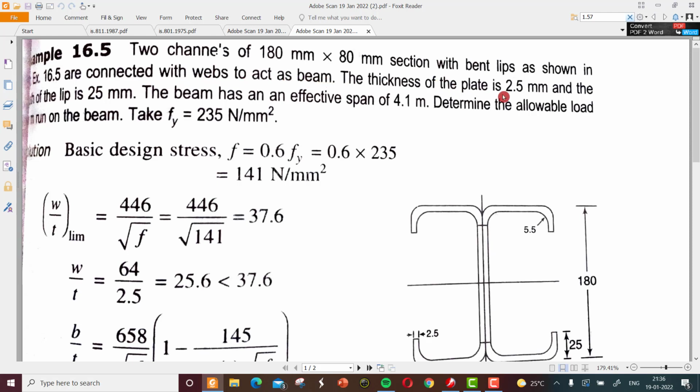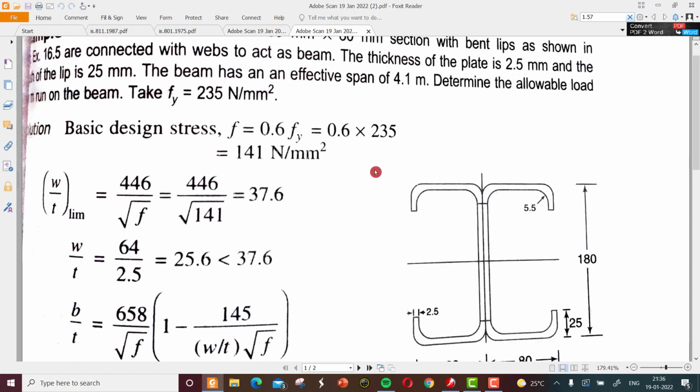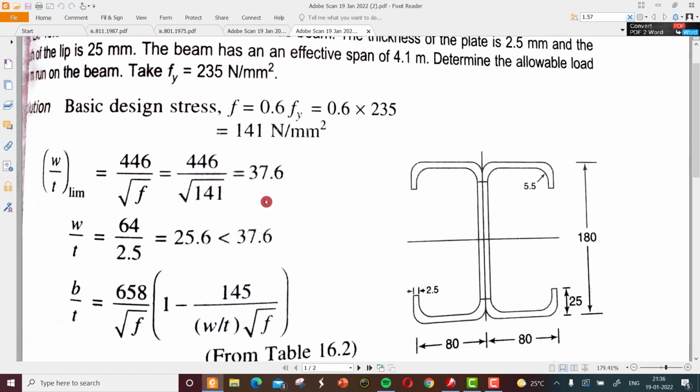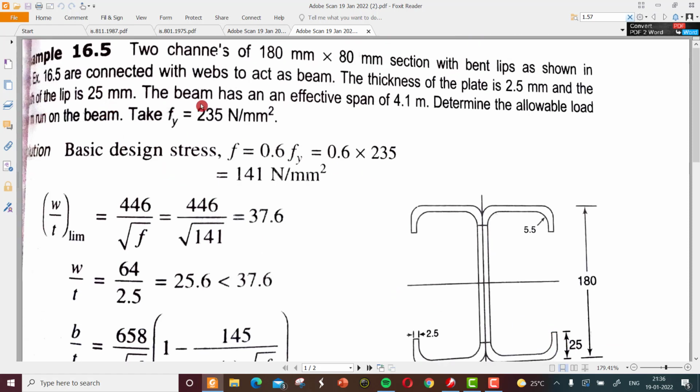The thickness of the plate is 2.5 mm and the lip is actually 25 mm. The beam has an effective span of 4.1 meter. Determine the allowable load per meter run on the beam. Take Fy is equal to 235 Newton per mm square.